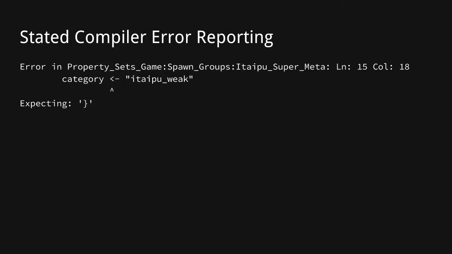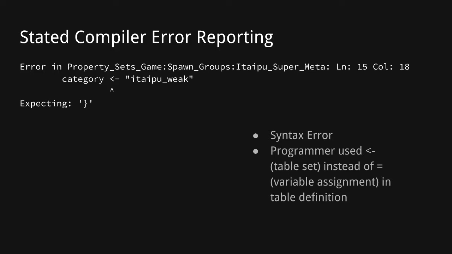So I'm going to show you a few error messages, and I give you 10 seconds to guess what the error does. So here we have a simple error, and it is a syntax error. In here, the programmer has used the arrow left symbol instead of the equals symbol when assigning values to the table definition. This is a pretty good error. I can see immediately that in line 15, I'm using the wrong symbol.